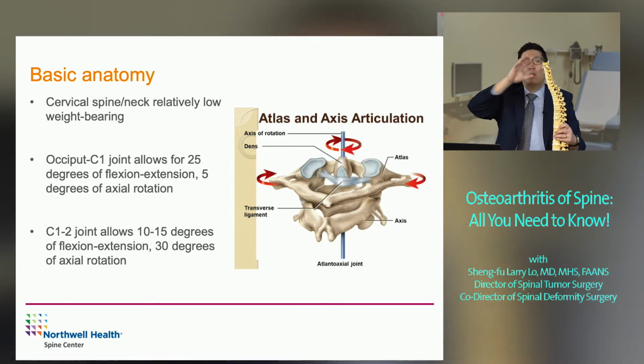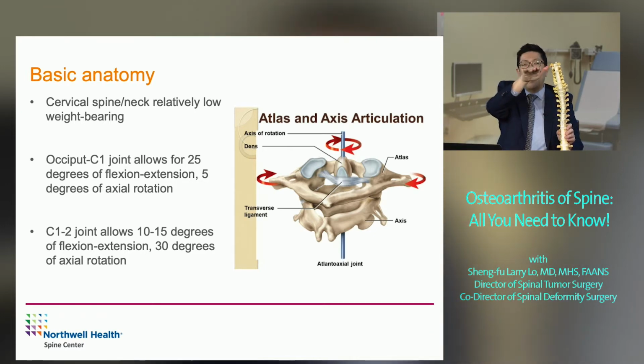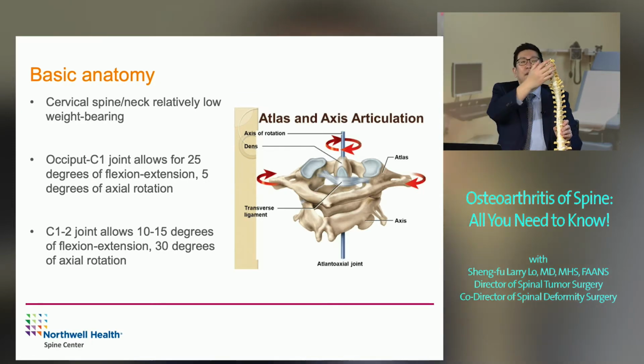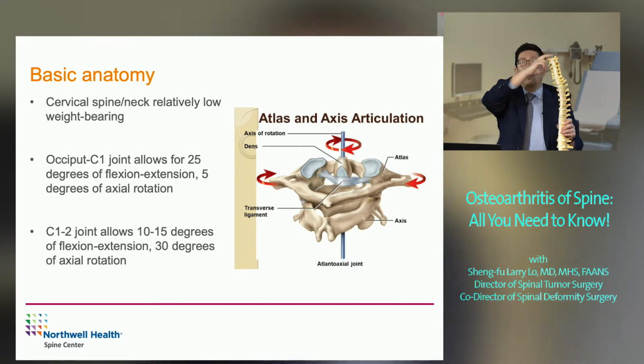On this model, the head is the occiput, the back of the head is not on this model, but between your occiput and C1, it's responsible for approximately 25 degrees of flexion and extension, meaning that it turns your head back and forth. And then between C1 and C2, so this is C1 and this is C2 here, it's responsible for about 30 degrees of head rotation. So the majority of your head movement is focused across the occiput-C1 and the C1-C2 joint, which is why the anatomy there can be quite complex.